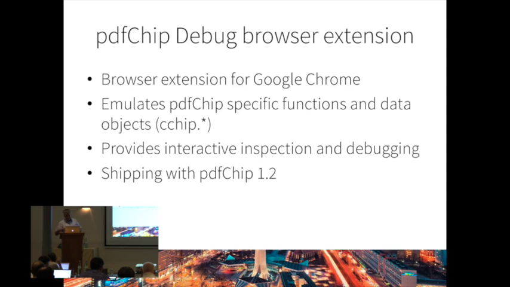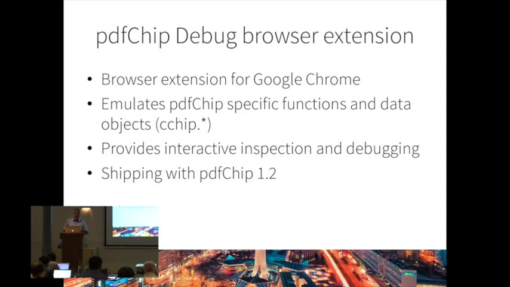You can inspect the HTML code in the browser, you can inspect JavaScript as it's happening, you can inspect attributes and CSS and everything. The problem is, if you run a pdfChip specific HTML file and associated JavaScript and maybe CSS in Safari or Chrome, some of the stuff simply will not work because Safari or Chrome don't know anything about pdfChip data objects or pdfChip specific JavaScript functions.